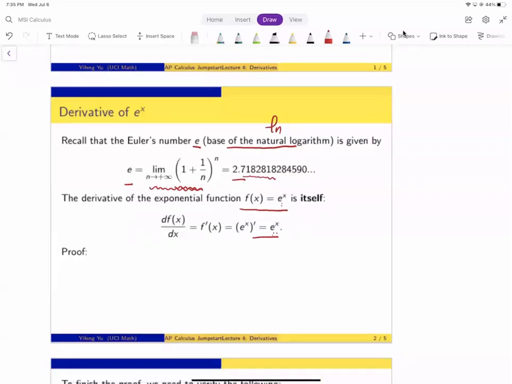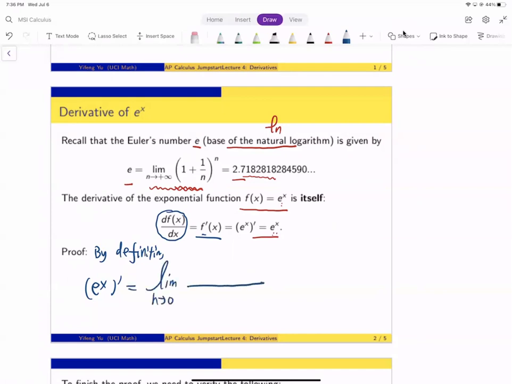Okay, let's prove that. We'll use the definition. By definition, analytically, the derivative of e to the x, which is another way to represent the derivative df over dx, we often write as f prime. That's the common way we'll use in this series of lectures. By the definition of derivatives, it is given by the limit as h goes to 0 of (e to the x plus h, minus e to the x) over h. Here x is fixed, and h is changing and approaching 0.